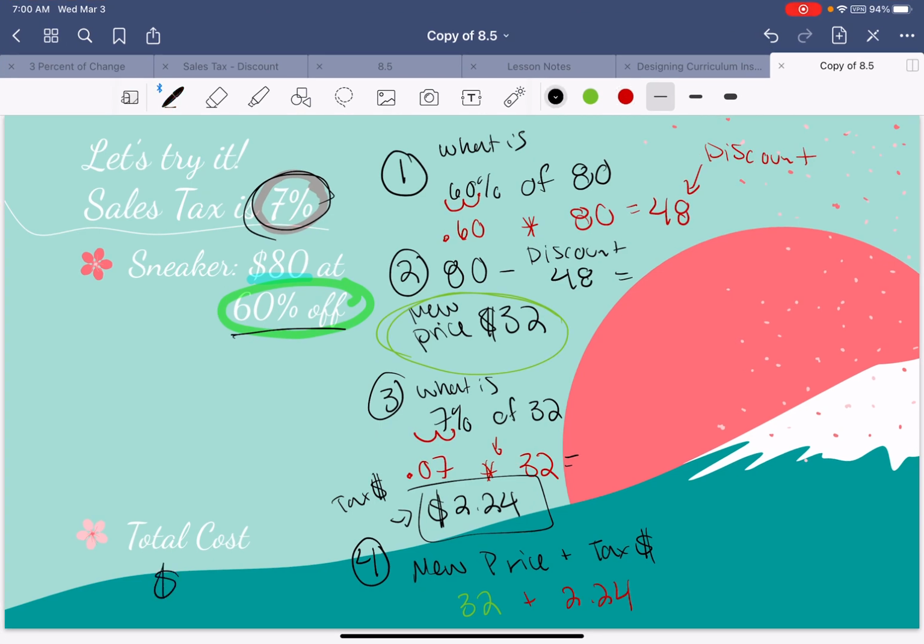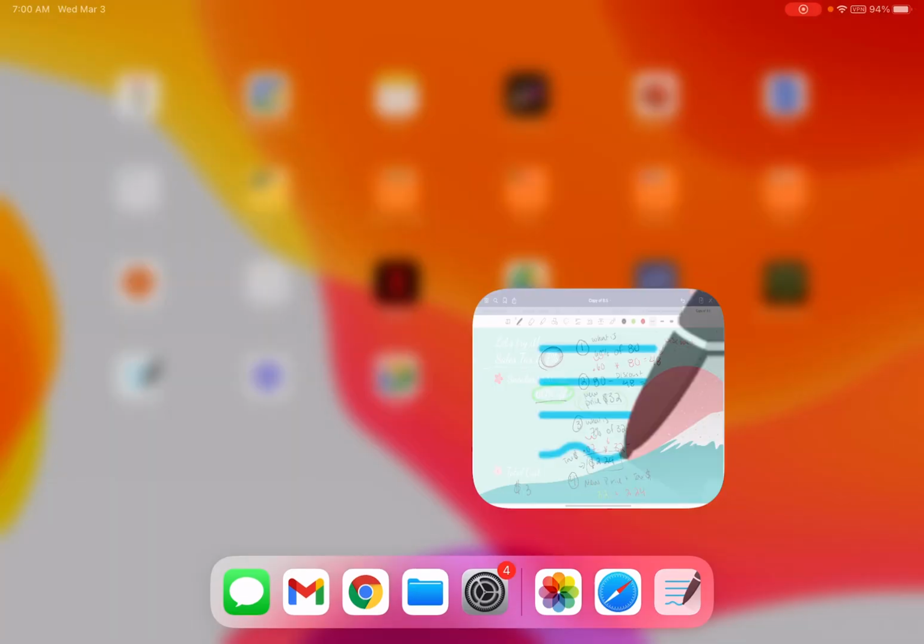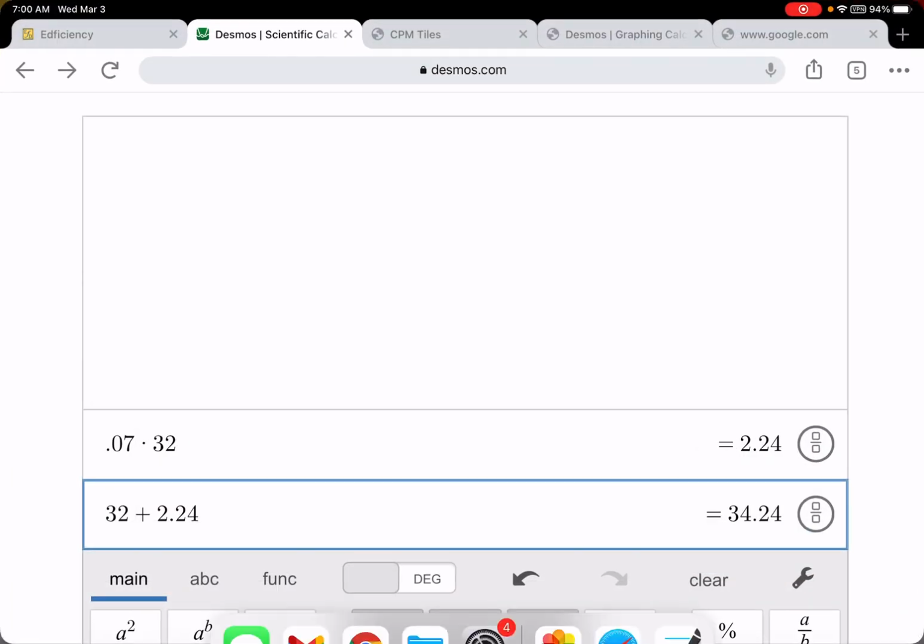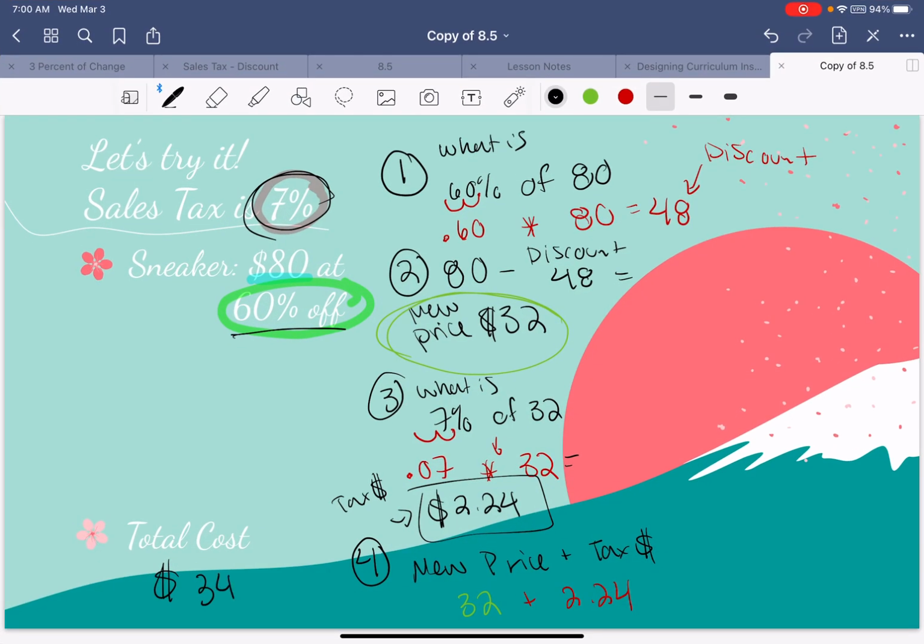So that is our total cost. I already forgot what it was. 34.24. So this is how much is on our receipt, how much we're actually paying after taking a discount and paying tax, okay?